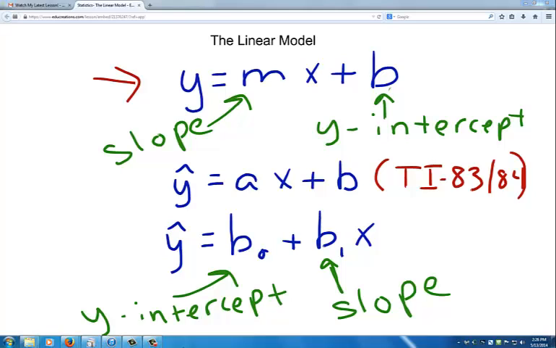In statistics, notation for this model may vary. For example, when using your TI-83 or TI-84 graphing calculator, you may see y hat equals ax plus b, where a is the slope and b is the y-intercept. You might also see y hat equals b sub 0 plus b sub 1x, where b sub 0 is the y-intercept and b sub 1 is the slope.